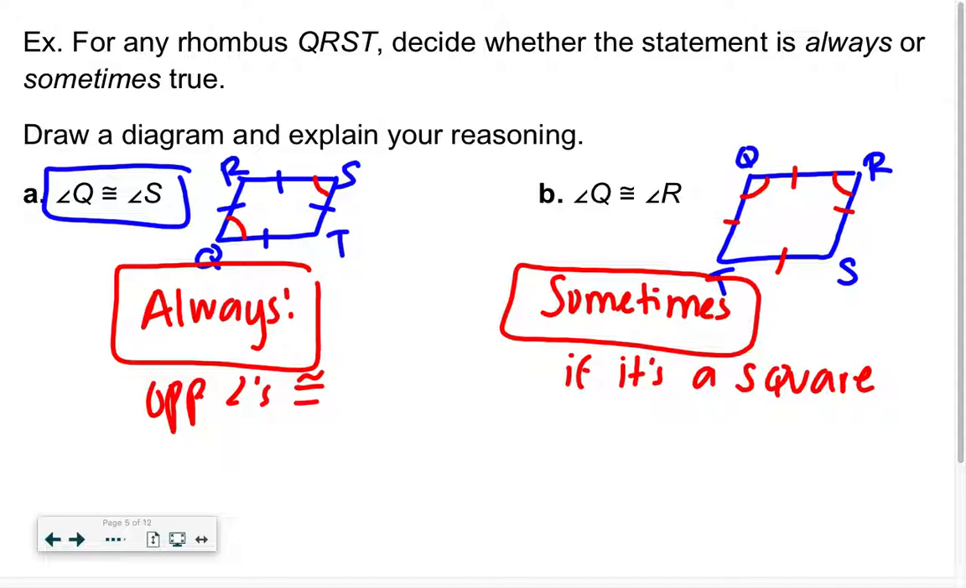We'll get to a couple more of those types of problems in just a second. The second problem says classify the special quadrilateral and then explain your reasoning. So explain why you think it's that quadrilateral.